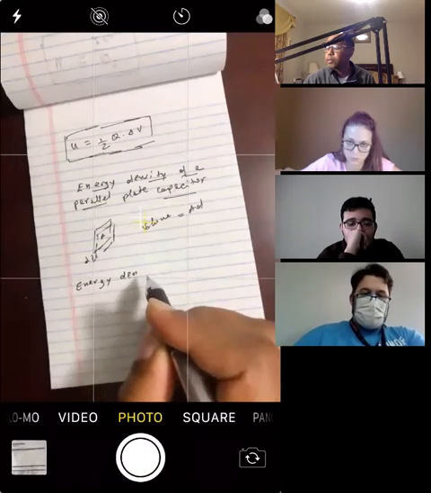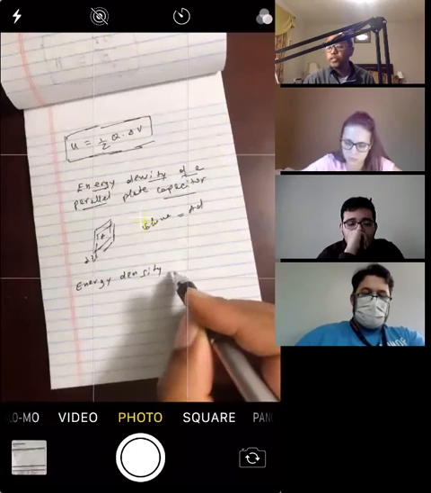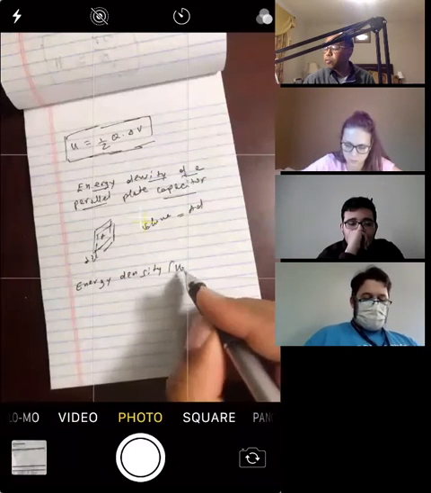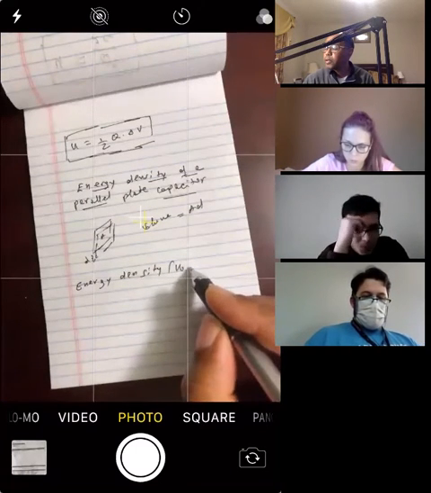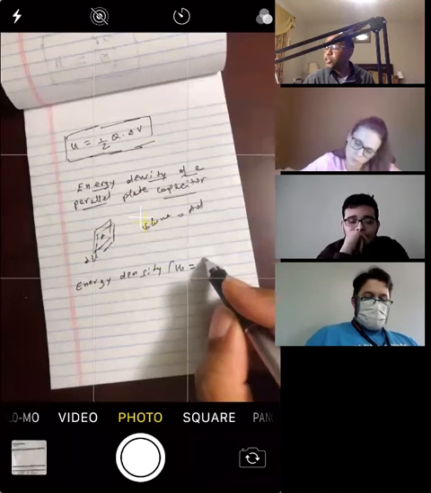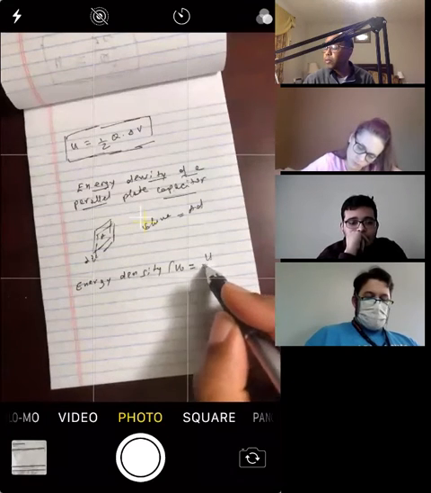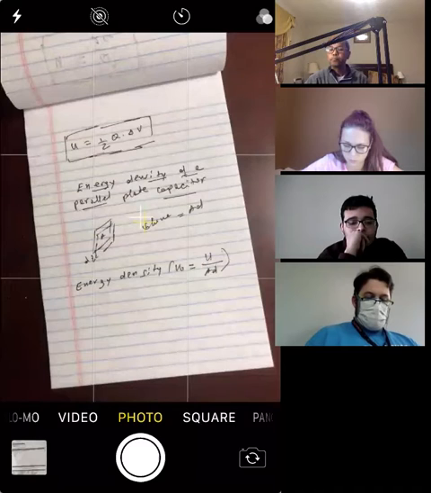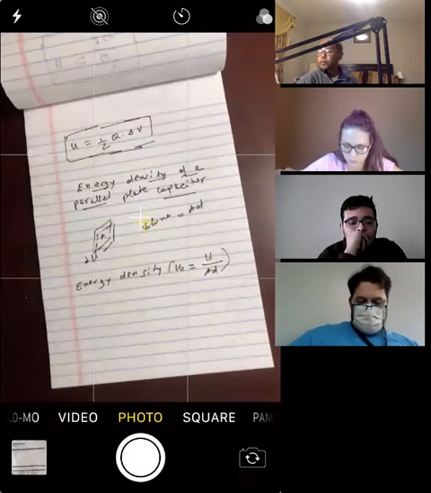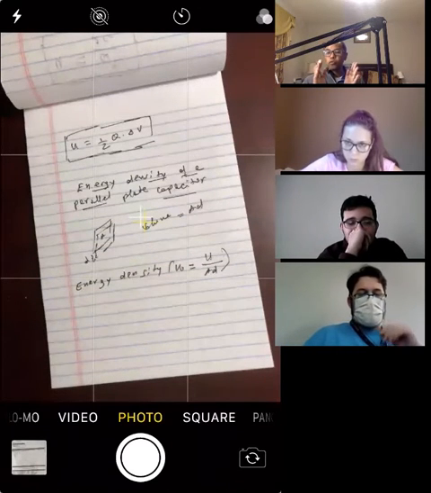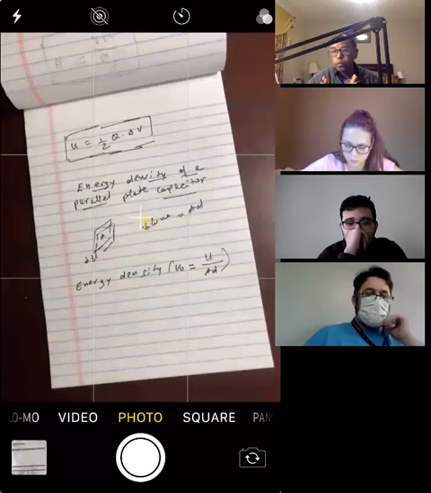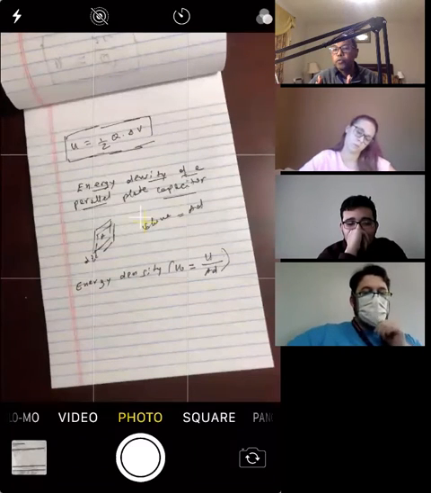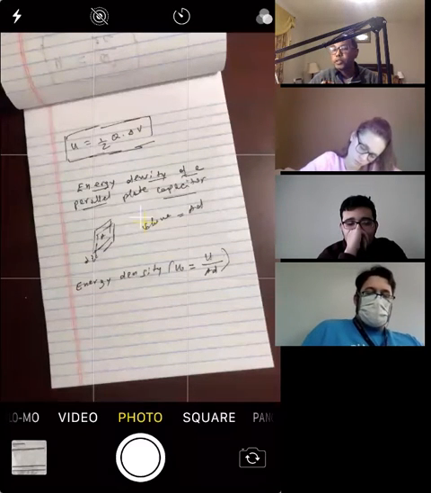is going to be the energy. Let me use this symbol for energy density. It's going to be the energy, which is U, divided by the volume, which is area times D. So that's what we're going to calculate. We have a formula for the total energy contained between the plates of the capacitor. We divide that by the volume, we get energy density.